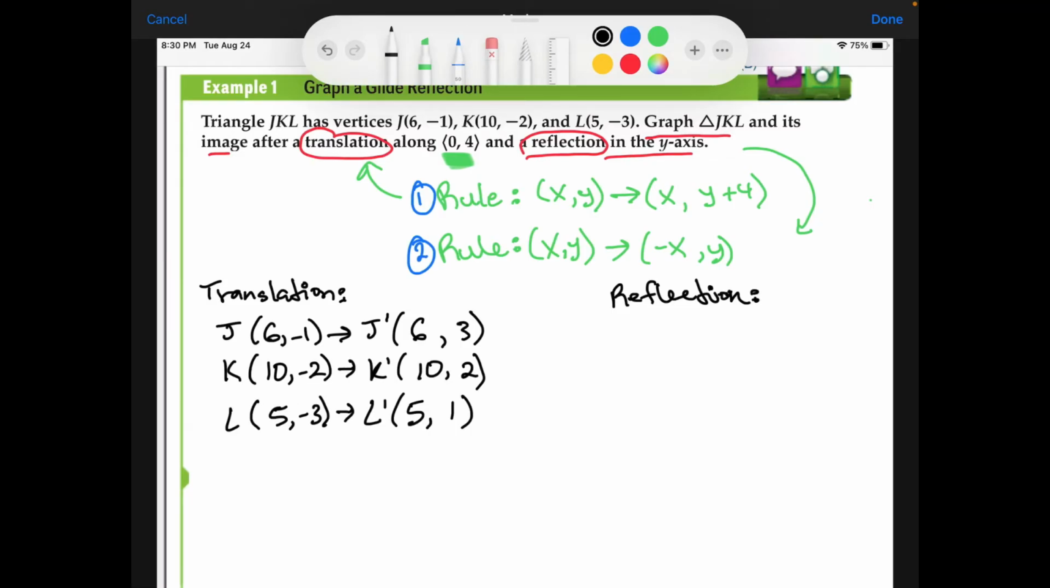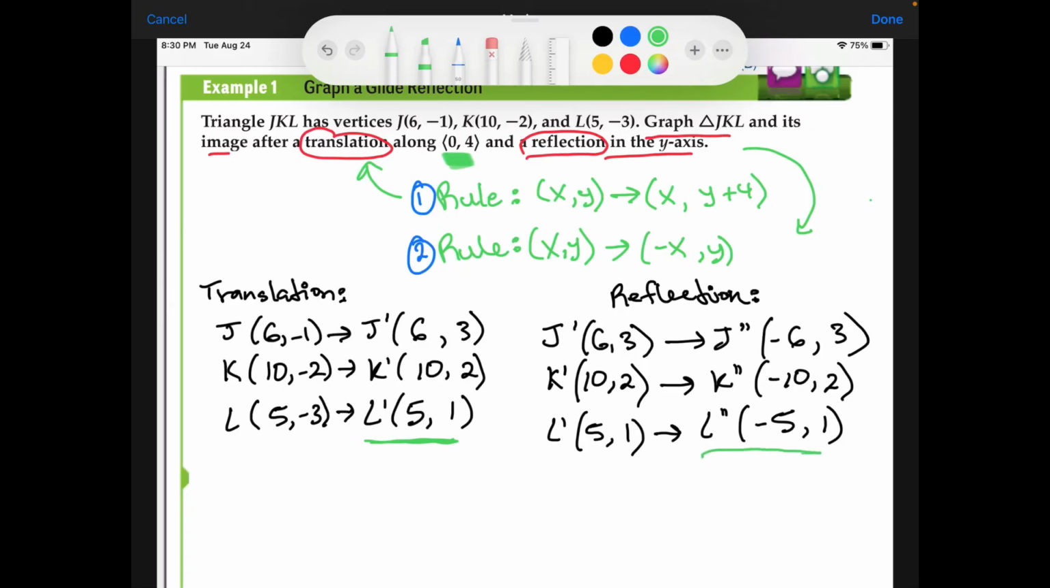Now that I have applied the rules for our translations, now I'm going to take and use these new points, these primes, and that's going to be now my points that I'm going to then reflect and apply the second rule to, the reflection rule. So, for example, I'm going to start with J prime now. Instead of J, I'm going to start with the J prime, 6, 3. And I'm going to then transform it again. I'm going to reflect this point. Now instead of J prime, this is going to become J prime prime to show that this is the second transformation. And the rule for the reflection says I have to change the sign for my x. So in this case, it's a +6, so it's going to become a -6. And nothing changes for the y values. And we'll go ahead and apply this for the other 2 points.